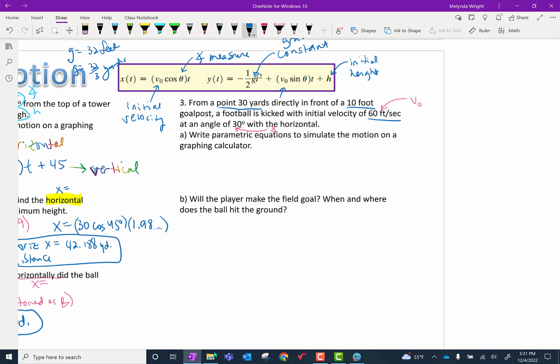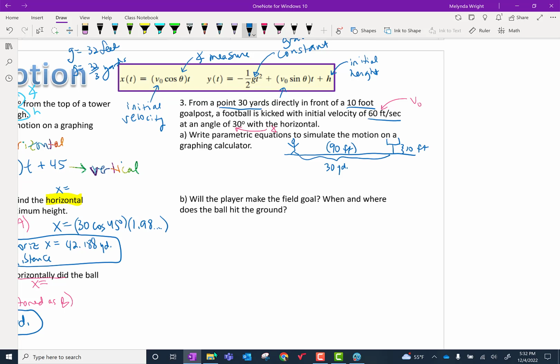So I'm going to draw a picture. I'm not a great artist, so I apologize right now for the stick figure. So here we go, they're kicking. Here's our goal post right here, and it's not to scale, obviously. This part right here is 10 feet, it says. And this part right here is 30 yards, and I don't really want to use yards, I want to use feet. So we're going to go with 90 feet. Let's get rid of the yards business.